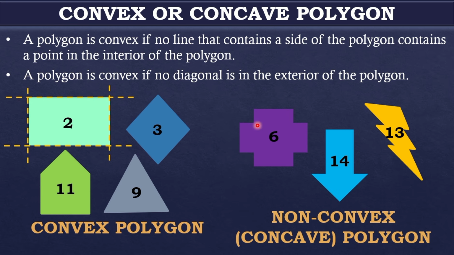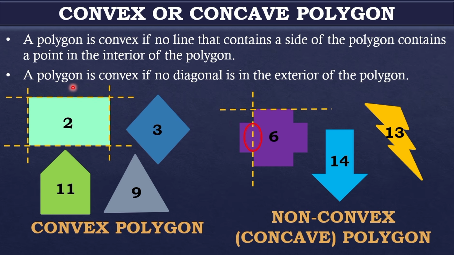Okay? I-try natin siya dito. I-extend po natin lahat ng sides. So, extend natin yan. Ito po ay side din. I-extend po natin yan. Extend. Okay? So, nung in-extend natin, nagkaroon siya ng interior points. Okay? That's why this is concave polygon. Alright, so this is one way of identifying whether your polygon is convex or concave.